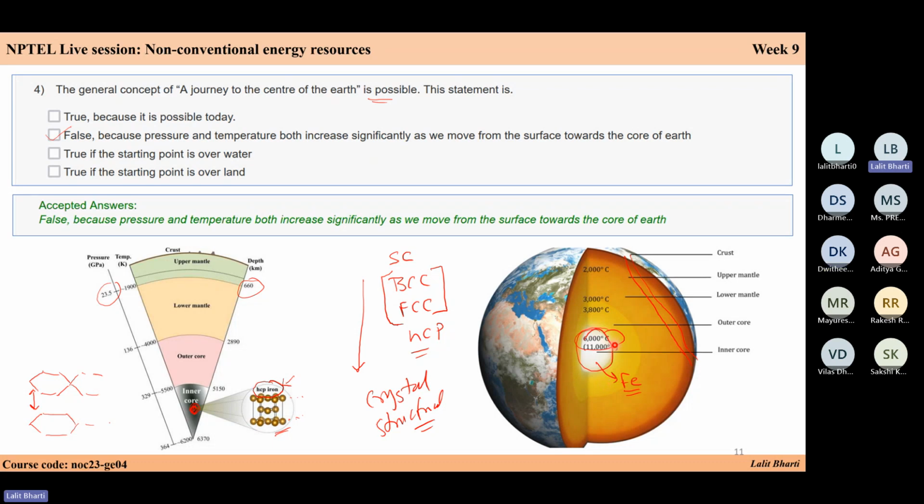This is a very important condition, and somebody may ask: this is the inner core, so what is the inner core made up of? It is iron, as I have shown here. Why is iron important here? Because here the iron is in the HCP crystal structure, which is only possible at very high temperatures and very high pressures. Otherwise, the iron is in BCC or FCC. That is also a point to note. That is the reason we cannot go through the Earth's surface to the center of the Earth.